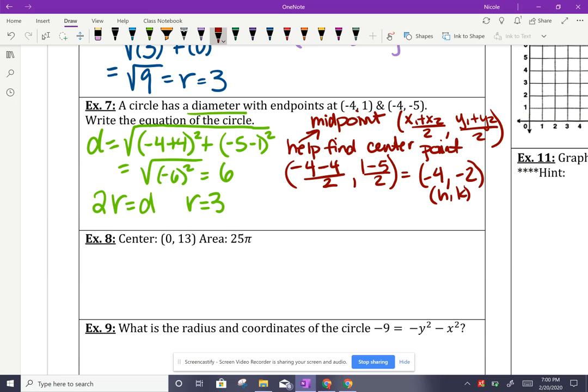Okay. So now I can write my equation. I'm going to say x plus 4 squared plus y plus 2 squared equals my radius, which was 3, squared, which is 9.